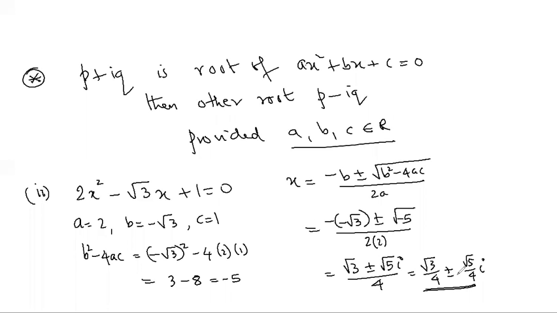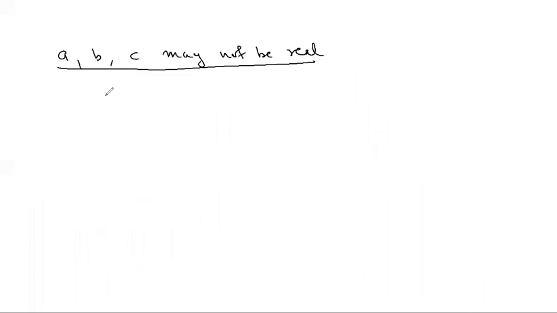Now let's do a question where A, B, C are also complex numbers, not real. Next type of question is A, B, C may not be real. In that case, what will be the answer? Let's see. Write the question: x square plus 3ix plus 10 equal to 0. Here A, B, C are not real. A is real, C is real, but B is imaginary. So A is 1, B is 3i, and C is 10.